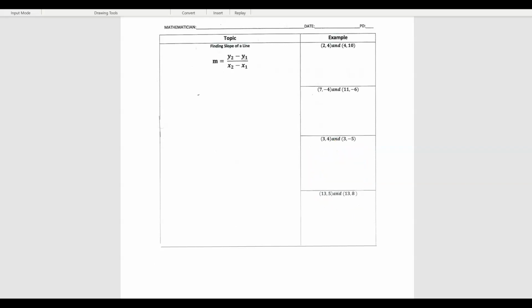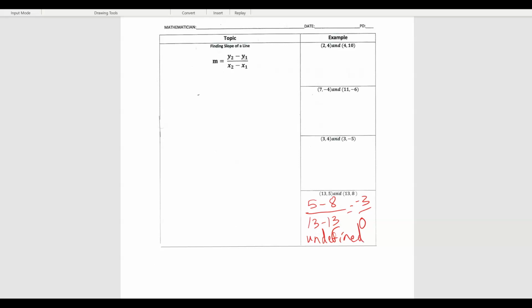Okay, so what did we get for this one? Hopefully we did this right. We did 5 minus 8, and then in the denominator we should have 13 minus 13. So we get the same answer we just got. We're going to have negative 3 over 0. We would say that that is undefined.